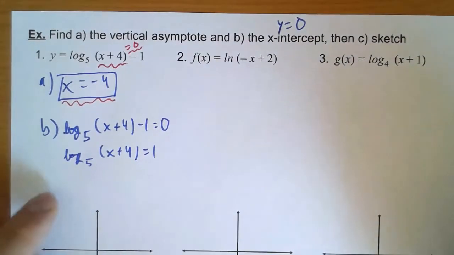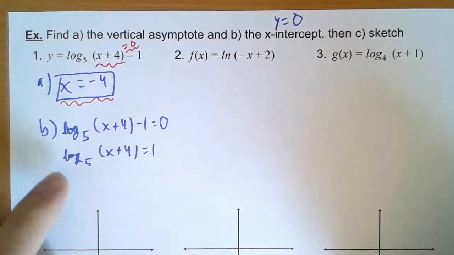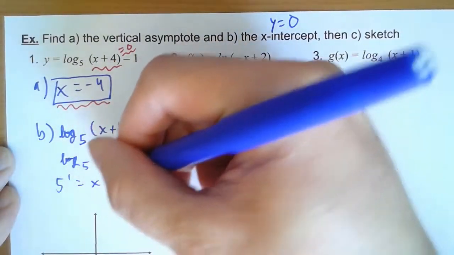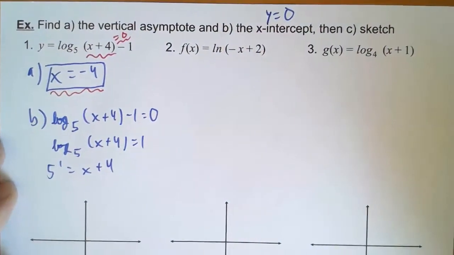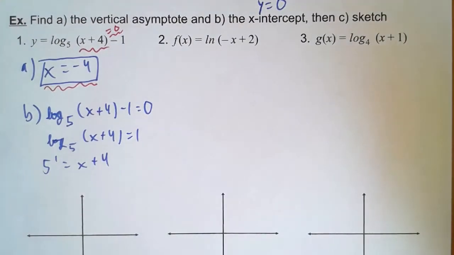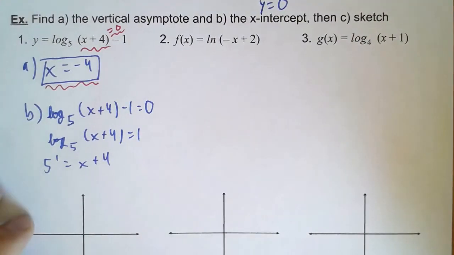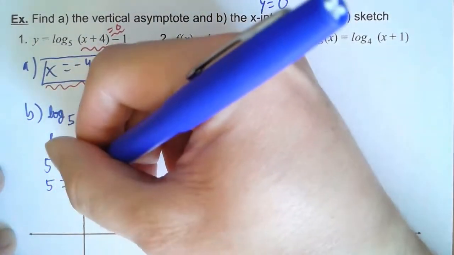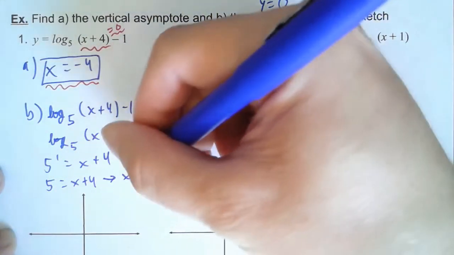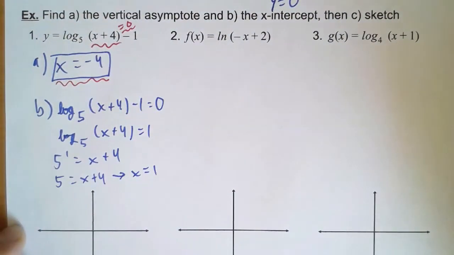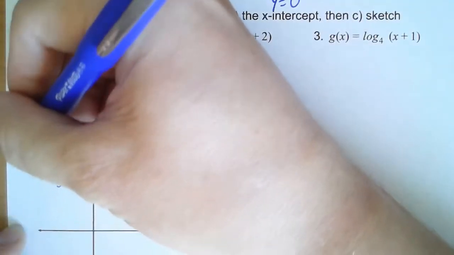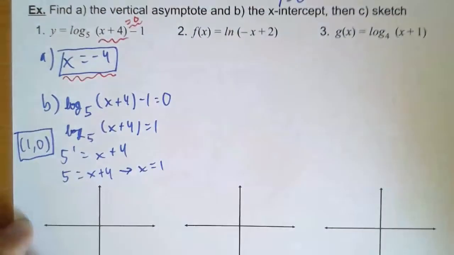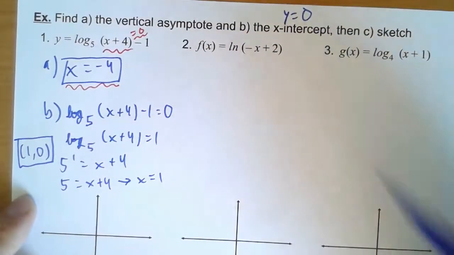Well, remember in this chapter, if you feel stuck, usually that means you have to change forms. So we've got 5 to the first is x plus 4. If you're stuck, it probably means you need to switch it between log and exponential, or vice versa. Okay, so we've got 5 equals x plus 4, which means that x equals 1. On the test, I'll probably have you write them as xy coordinates, so make sure that you know how to write that as a point. We already said that y is 0.